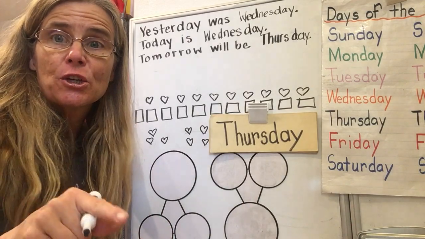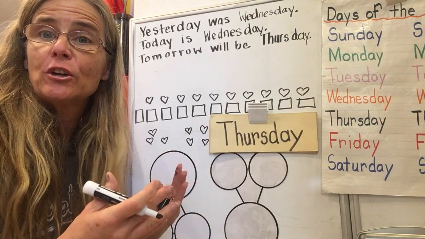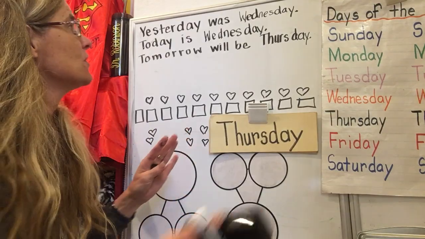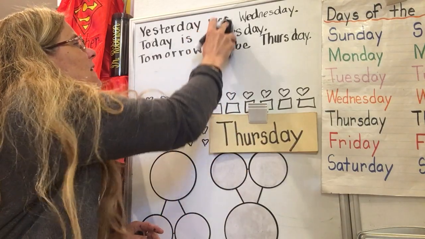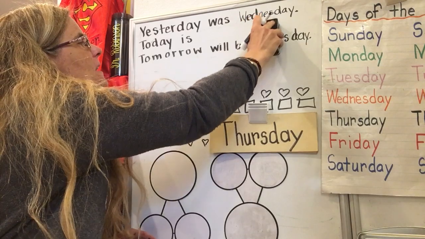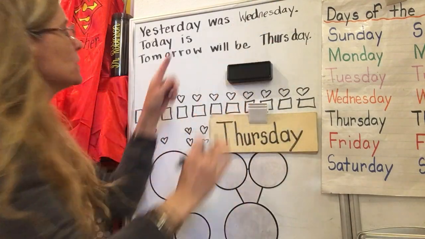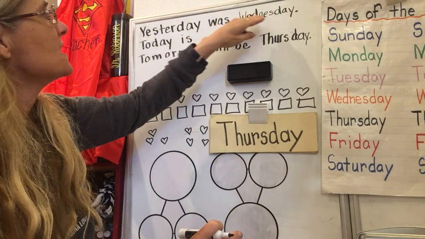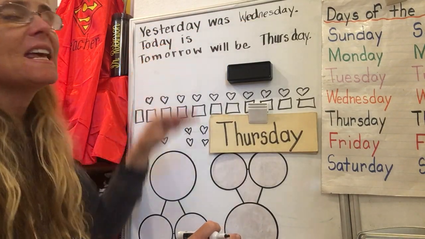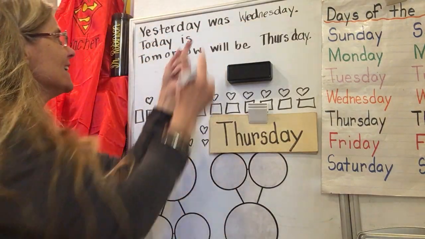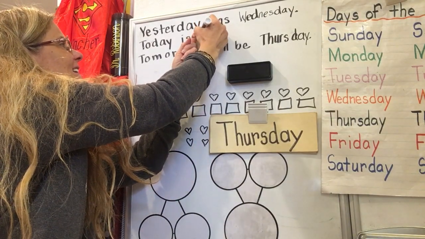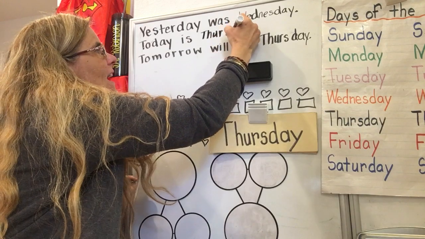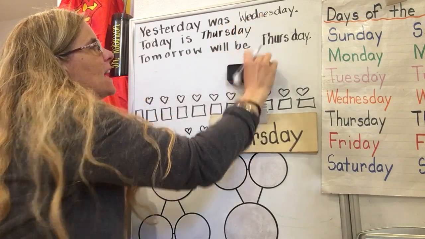Remember, I want you to put this into your composition book or on a piece of paper or into a notebook. You can do it on a whiteboard or a white mat. Any of those are fine. So we're going to erase Wednesday, and now we're going to move Thursday up to today. Yesterday was Wednesday. Today is Thursday. Up lace, capital T, H, U, R, S, D, A, Y.